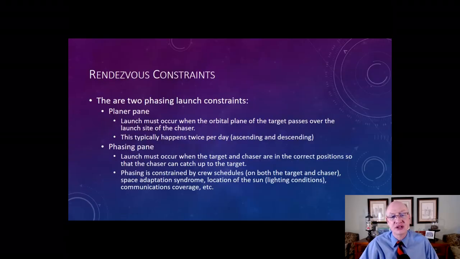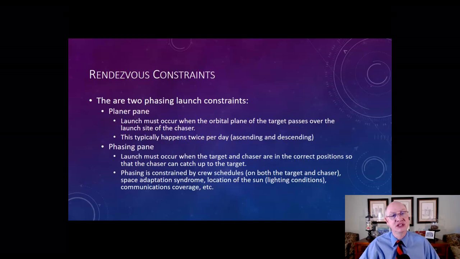And the problem with this phasing is there's lots of conditions on when you can launch as well. So you know it has to occur when the orbital planes line up, but it's also constrained by things like crew schedules on both the target and the chaser. So you don't want the astronauts on the International Space Station having to get up in the middle of the night to do an orbital rendezvous. It depends on the location of the sun. You would rather do your docking during daylight hours when you can see better.